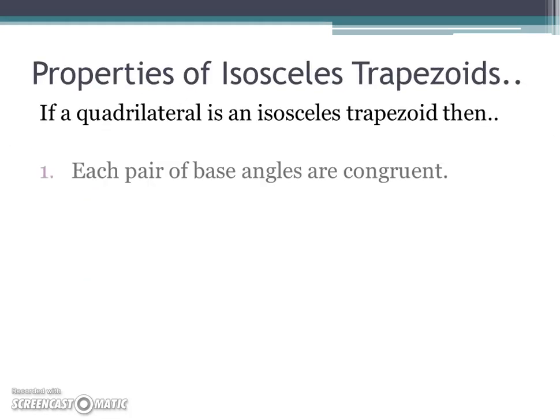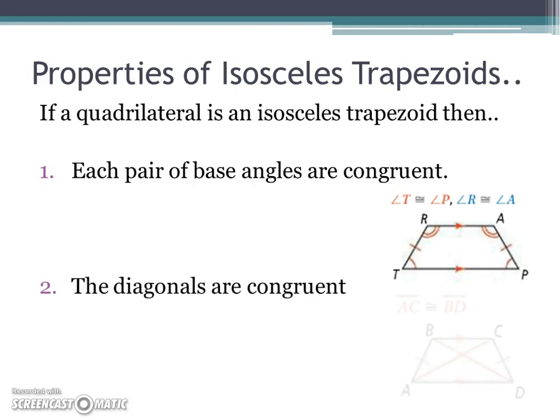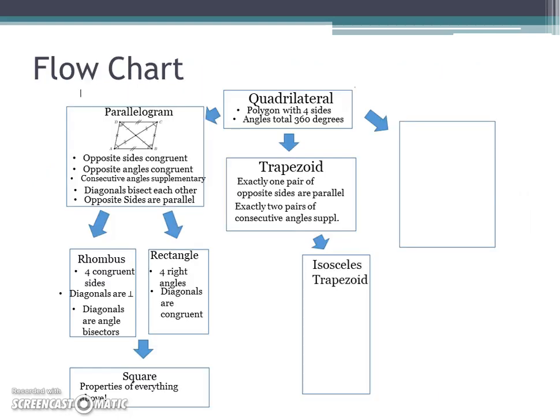A property of isosceles trapezoids is that each pair of base angles are congruent. So the base angles are congruent, and the diagonals are congruent. So here AC is congruent to BD, and up top your base angles, angle T and P are congruent, angle R and angle A are congruent. So we're going to add that underneath trapezoid as isosceles trapezoid. Non-parallel sides are congruent, which means legs are congruent, diagonals are congruent, and base angles are congruent. So it's all about congruent in isosceles trapezoids.